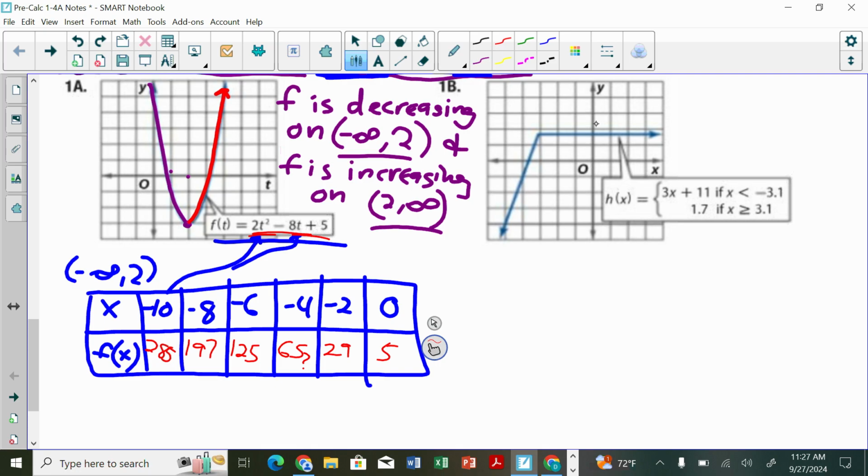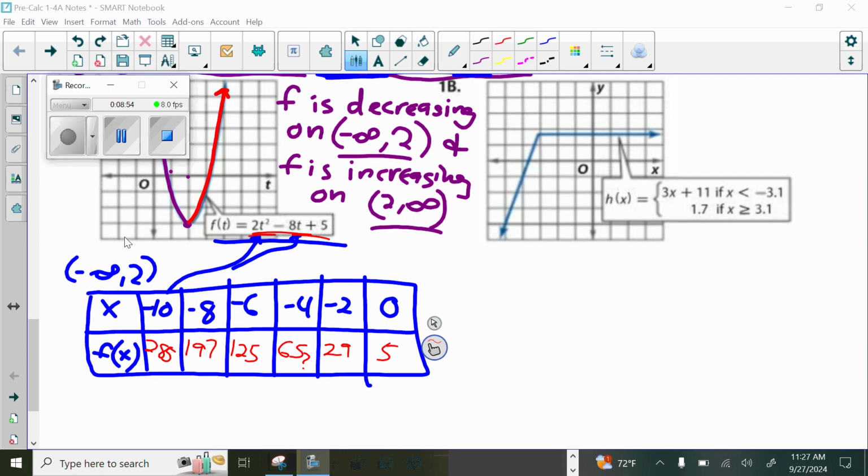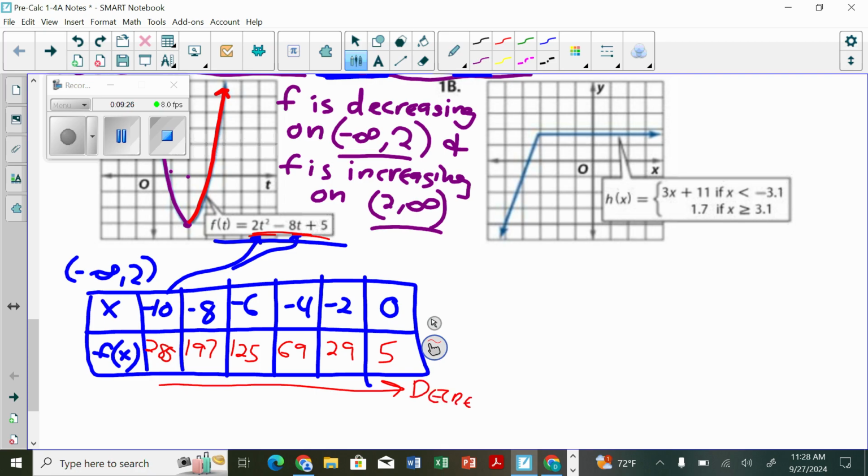Okay, now let's take a look at that. Oh, I just double checked there. Yeah, so I was a little bit wrong on those. 69, 29, and then 5. Okay, so we can take a look at our table here. Yes, this definitely shows that we're decreasing. Look at our values here. They're going from 285 all the way down to 5, so we're definitely decreasing. So that's how we support it numerically, okay?